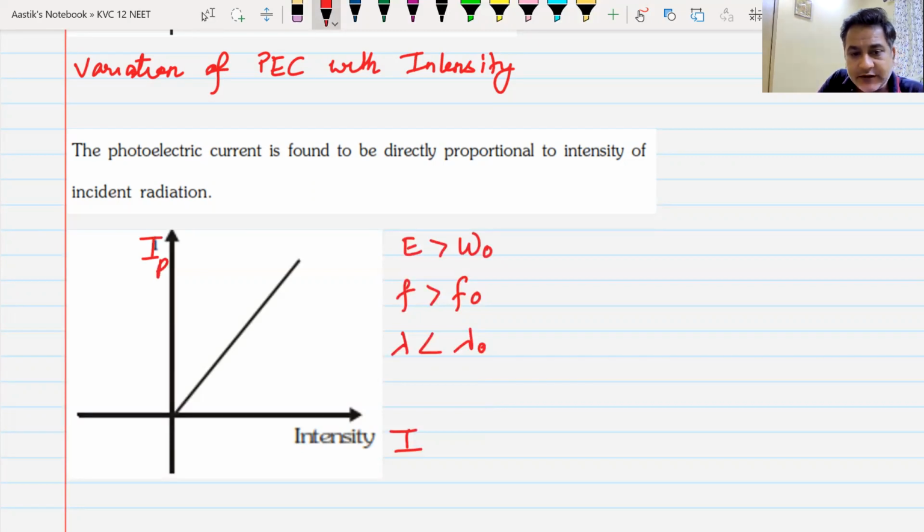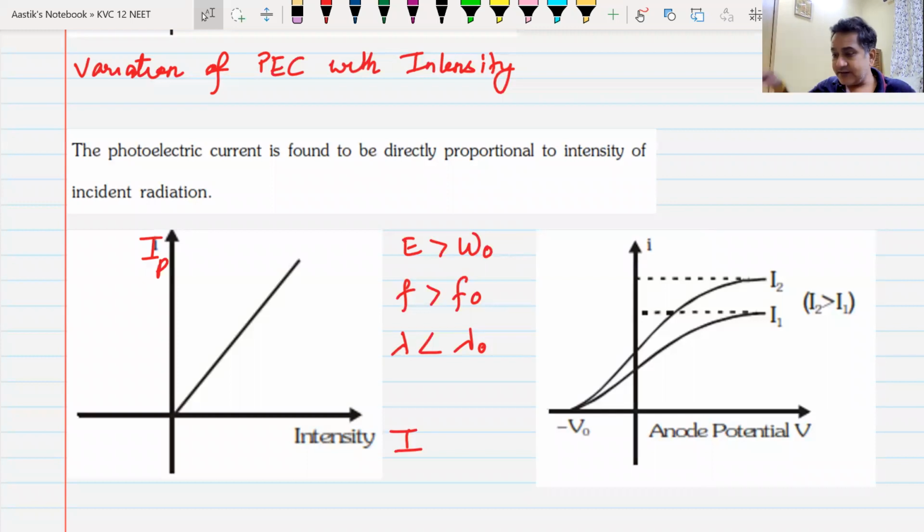So this is one graph, and the other graph we have already seen. I'll put that graph also so that you understand that these are the two graphs you will have to see for the variation of current with intensity. You understand this graph now? The right hand side graph we have already discussed. Yes, sir.